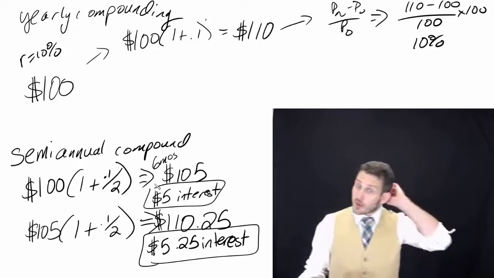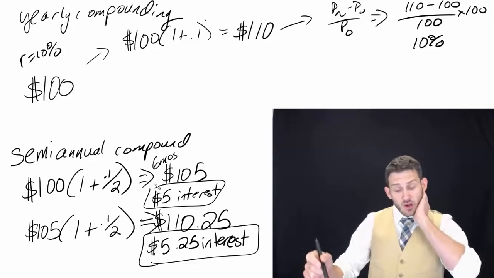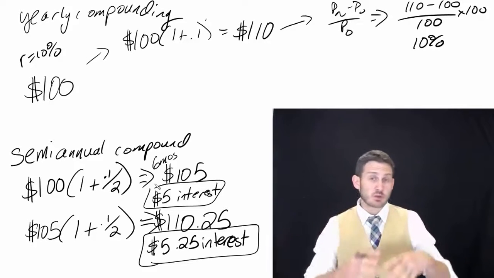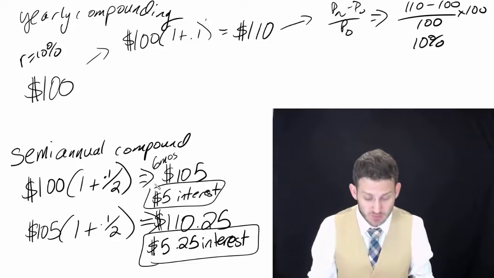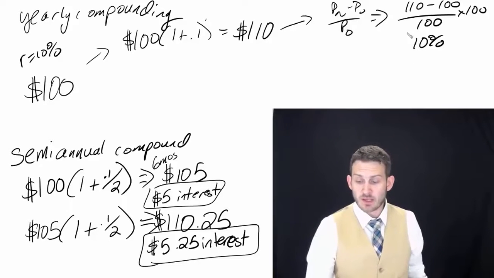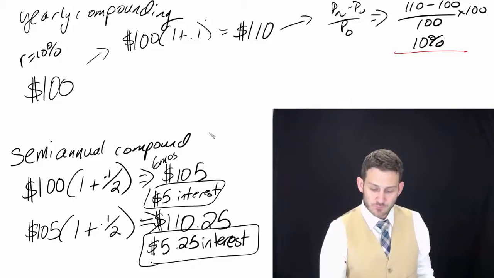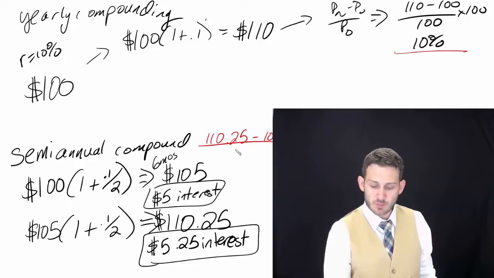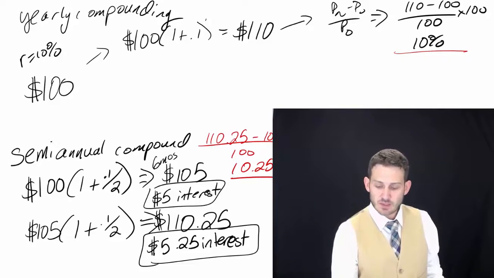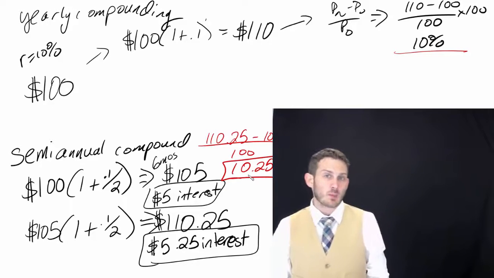So we now need to figure out, hey, how much exactly did we earn in interest? What was our interest rate here? Okay, so we do it the same way we did up in this part up here, new minus old over old. Okay, so 110.25 minus 100, divided by 100, multiplied by 100, right? And so that tells us 10.25% is our effective annual rate for semi-annual compounding.